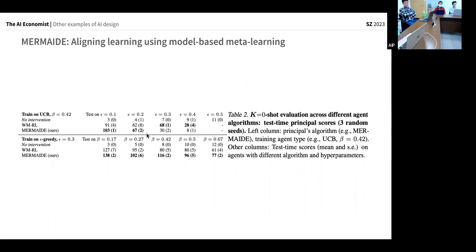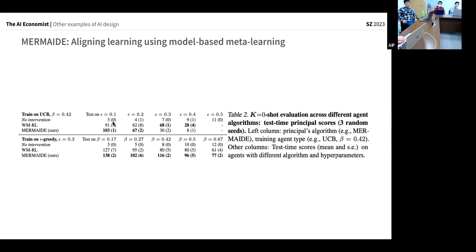So that's pretty cool. Now, what's interesting here is that sometimes Mermaid does not do better. Now, why is that? Well, it has something to do with the exploitation behavior of these agents. The idea is that if you train on bandit agents that explore a lot, then you have more opportunity as a planner to intervene successfully and change the learning outcome for the agent.